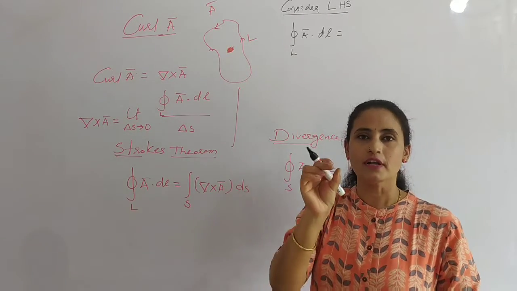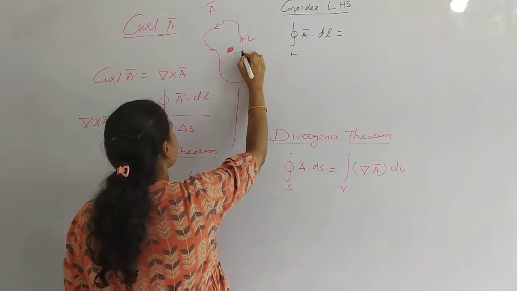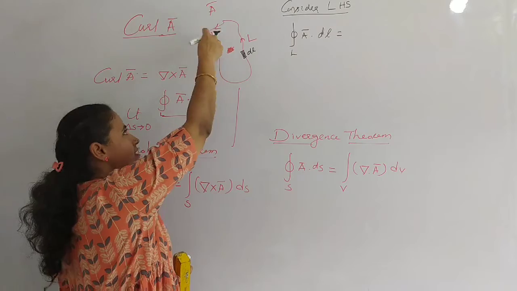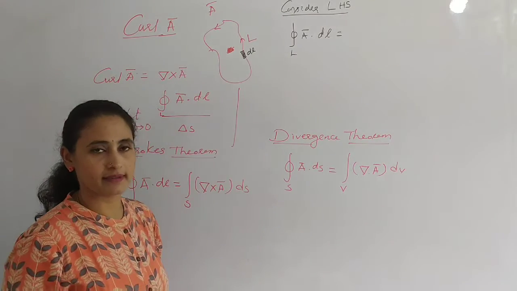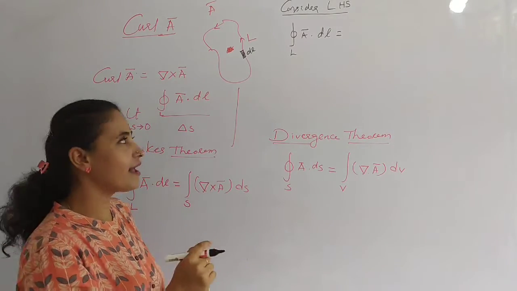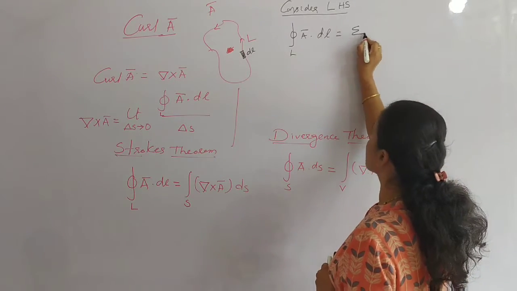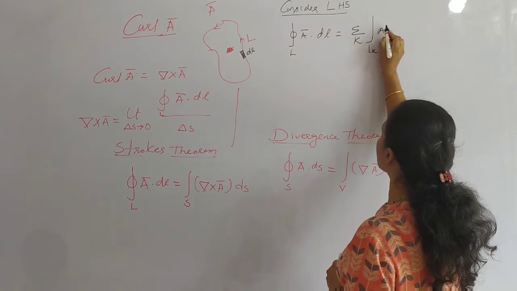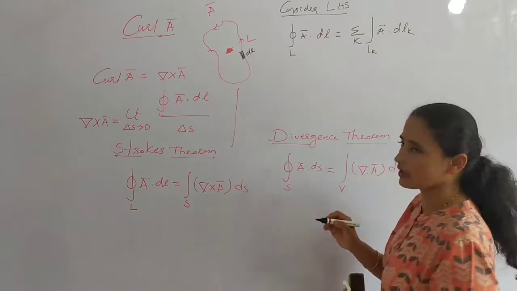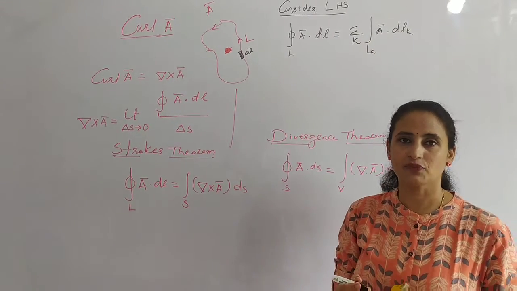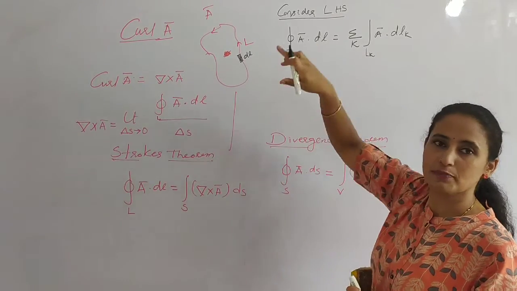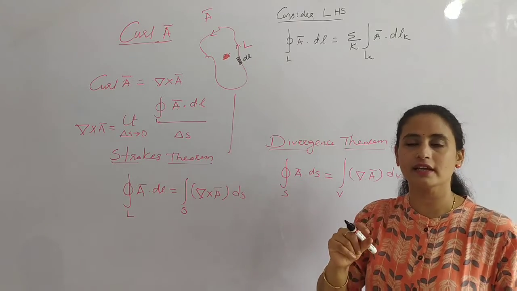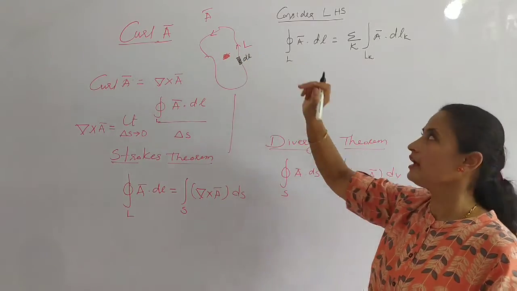It is a summation of small line segments of dl. Here we have a dl. The sum of all these line segments gives a closed path. So I can write the summation over k line segments of the integral over Lk of A bar dot dLk. We have just discretized. Instead of a continuous closed path, we write the sum of line segments L1, L2, L3, L4, which gives a closed loop L.